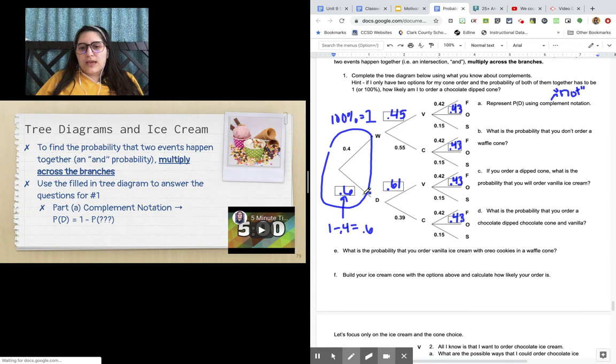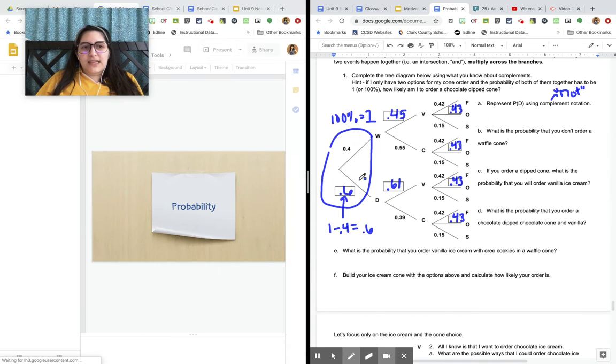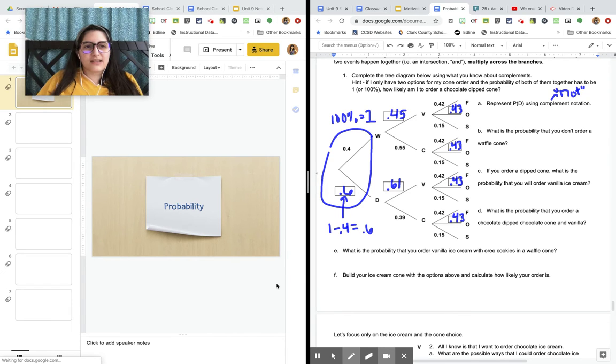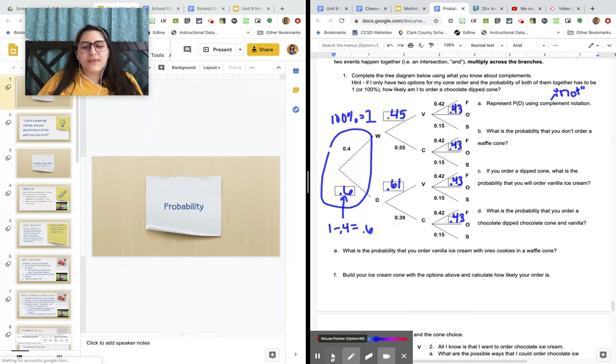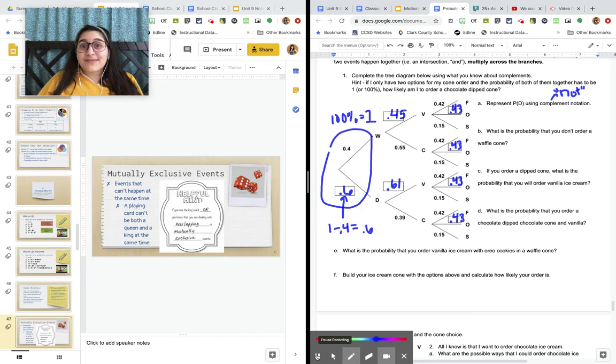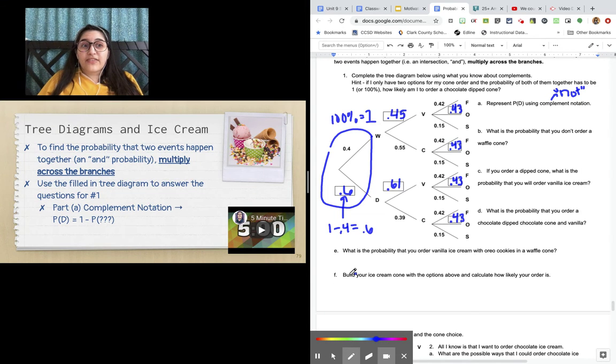So probability of D, oh dear, my thing has decided to stop cooperating. Give me just a second. I have to fix this. Stand by. Okay, sorry about that, everybody.